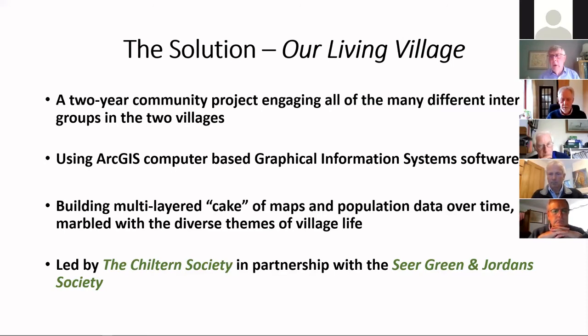So this is the idea that we took to the Chiltern Society about 18 months ago now, and they agreed enthusiastically to partner with Seer Green and Jordans Society. So we are developing a prototype, and our aim is to have something which is not just of value here locally, but represents a prototype that the Chiltern Society can then develop and offer to other communities within the Chilterns.